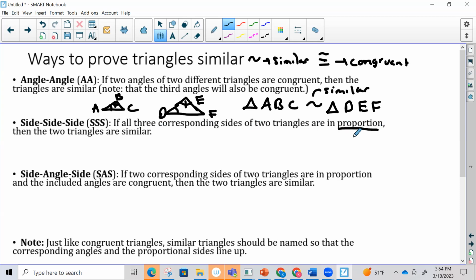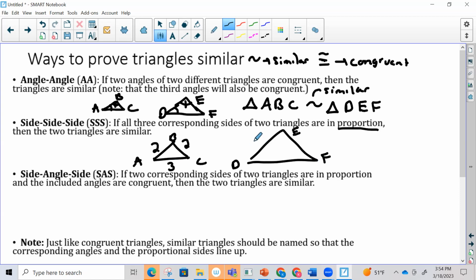So they're not going to be congruent, or they don't have to be congruent. They could, but they don't have to be. They need to be proportional. So what that means is if I have a triangle A, B, C, and I have another triangle D, E, F, and I'm given the sides of this triangle, the scale factor has to be the same for each pair of corresponding sides.